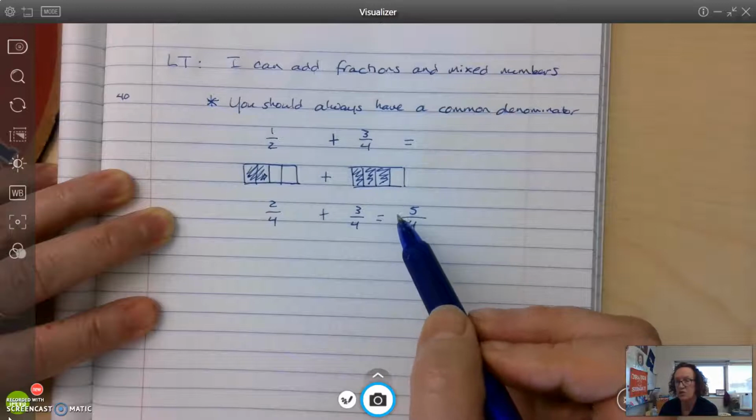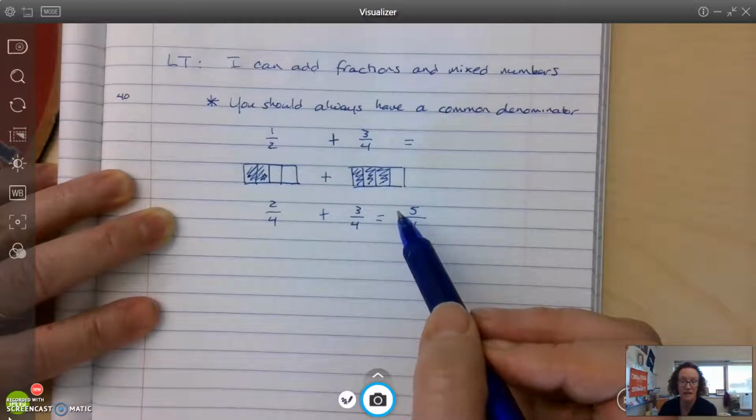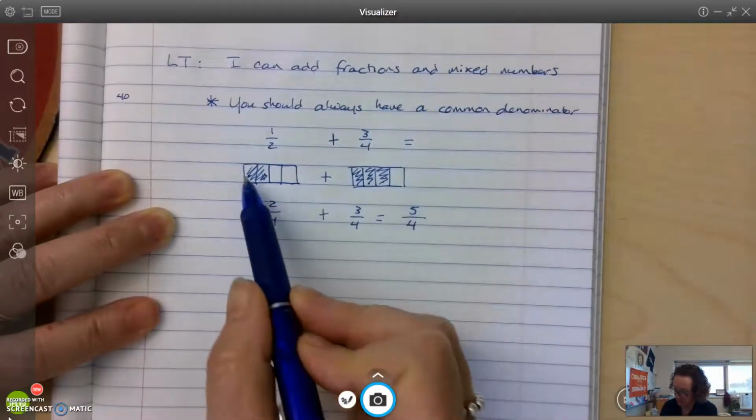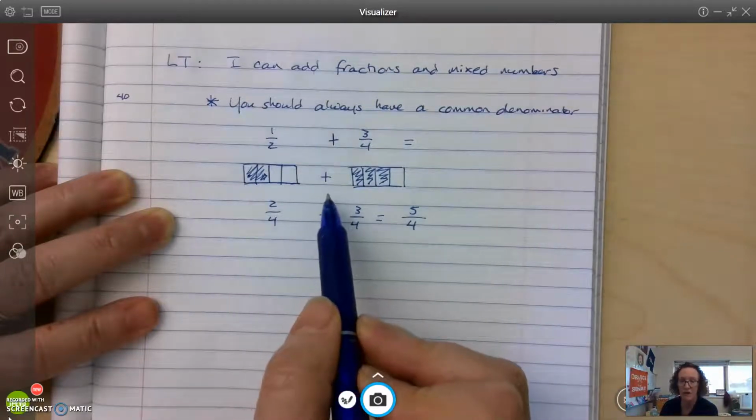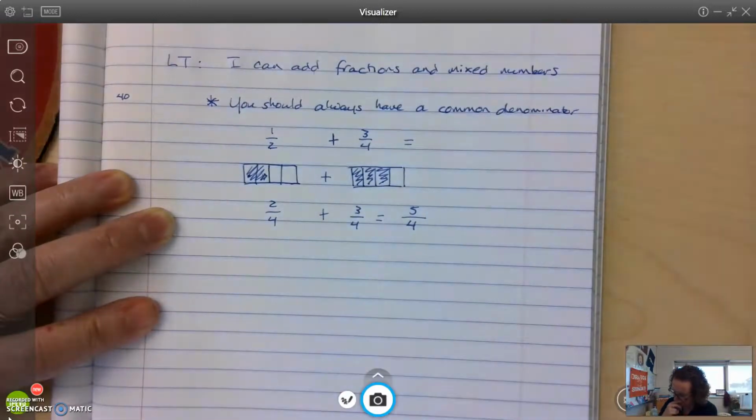I'm intentionally using that language because that will come into play again when we add and subtract like terms in our pre-algebra unit. We'll learn that they have to be alike before we can combine them. So they have to be the same size before we can add them.